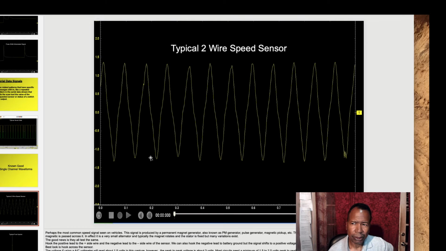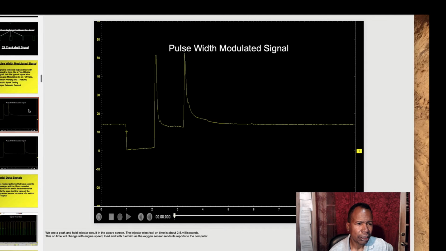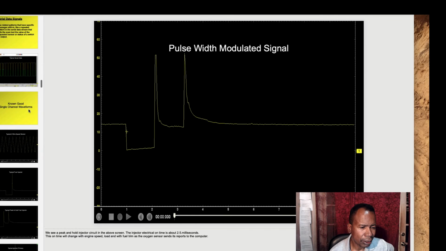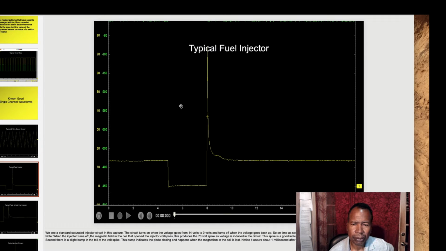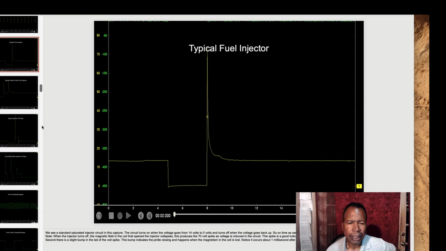Let's look at the next one. Oops, that's not the next one. Here's the next one. Now the next one is a typical fuel injector, a saturated fuel injector.